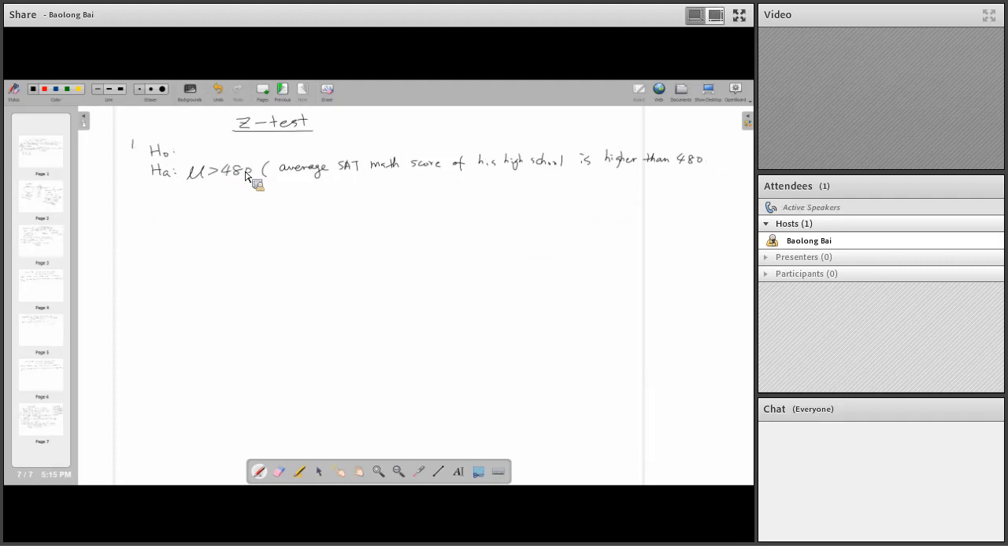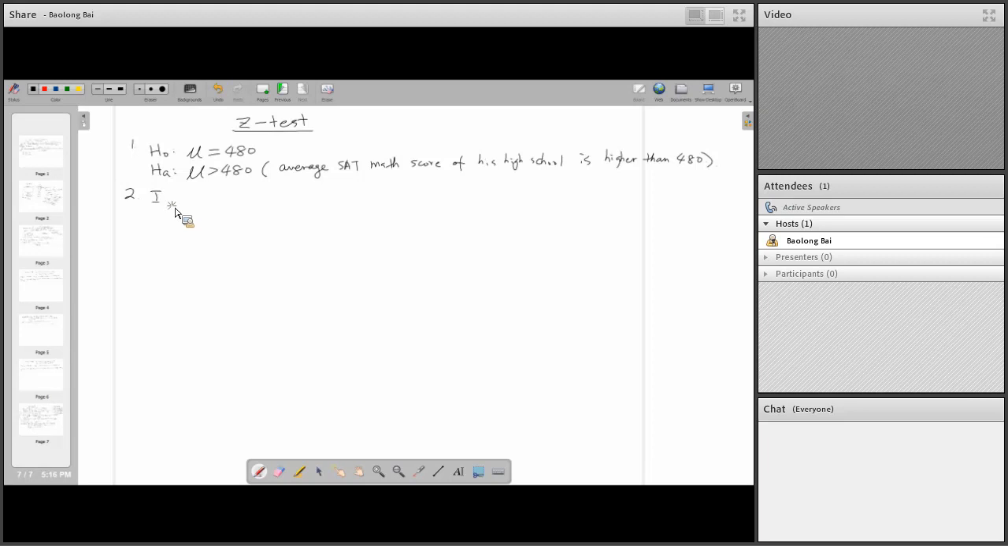Mu is greater than 480, right? So get used to translating from the symbol to the sentence. It's the same thing, just one is a short notation. And the null hypothesis automatically is mu equal to 480. So first step is done.